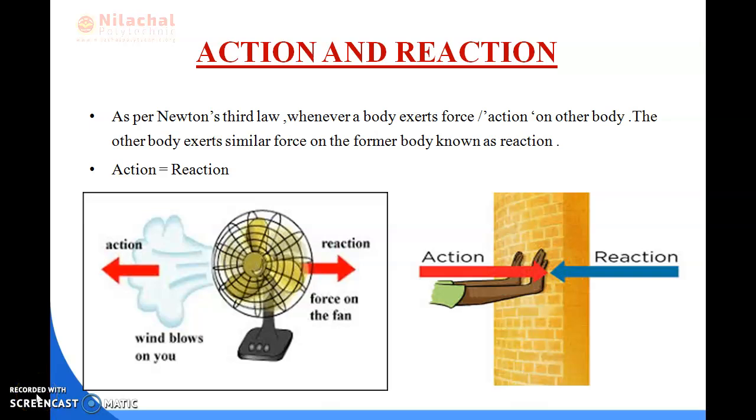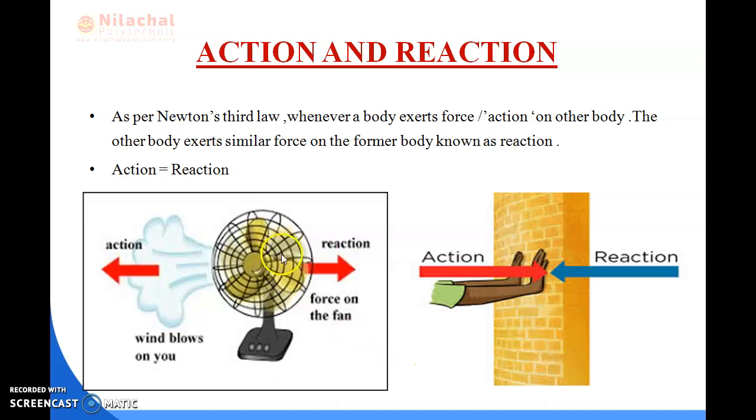So in our previous class we discussed superposition and transmissibility. Now in this class we will discuss action and reaction. First of all, action means what? Acting force, and reaction means reactive force in a simple way. So action means an active force, how?